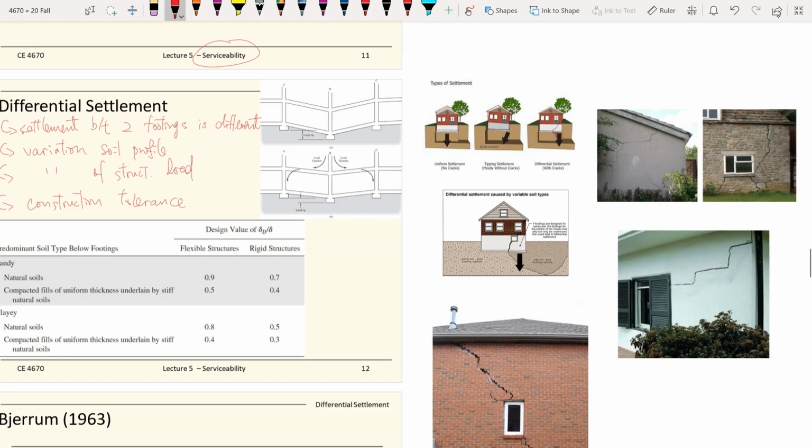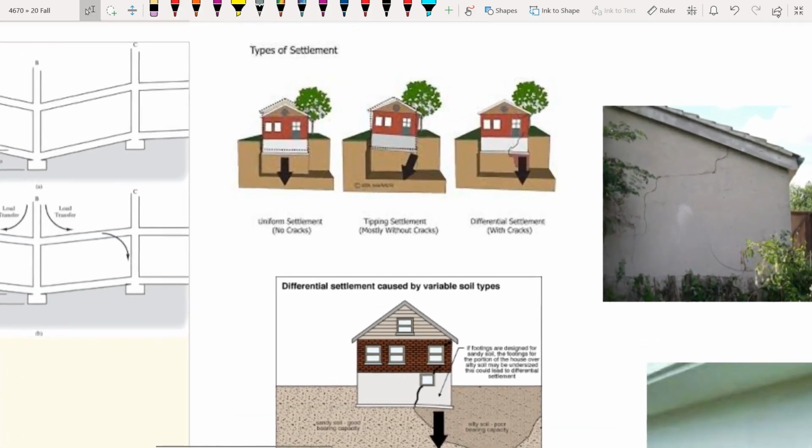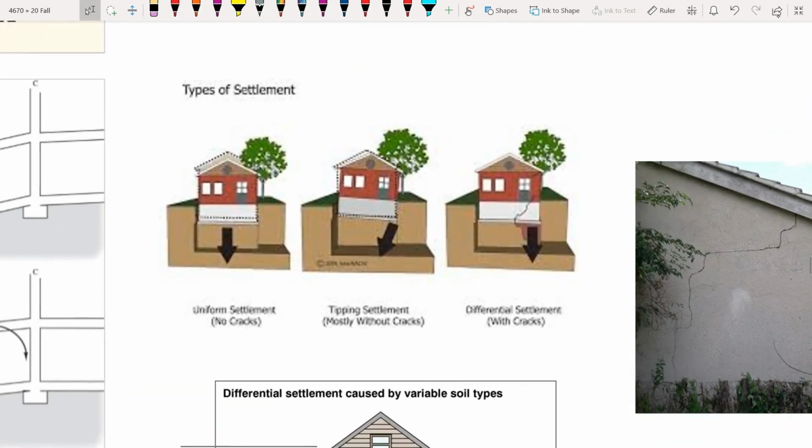So those are some picture examples of what happens when differential settlements happen. Again, if the whole building sinks at a uniform rate across the whole slab, that may not be too much of a problem. But if you have a soft pocket right there, then the building could tilt, if the slab is rigid enough to hold on to the differential settlements. If not, you could create cracks in the structure.